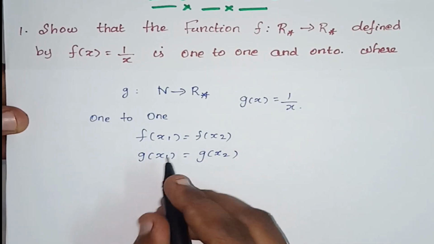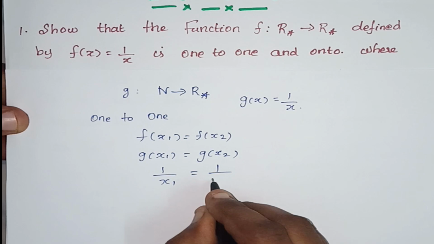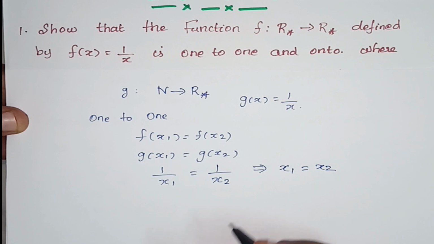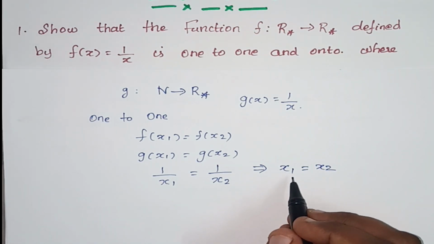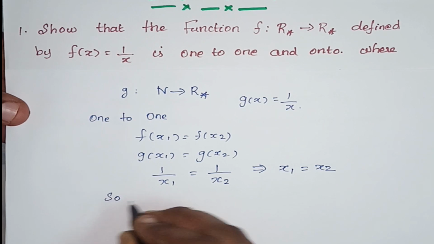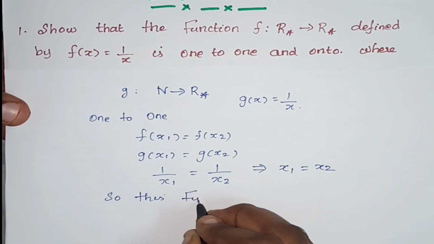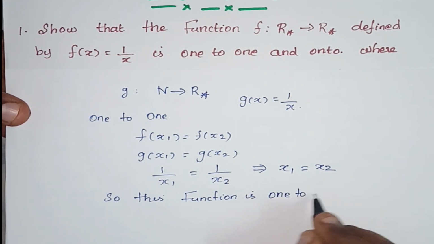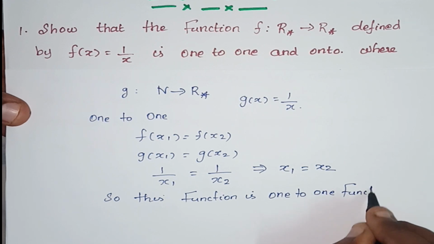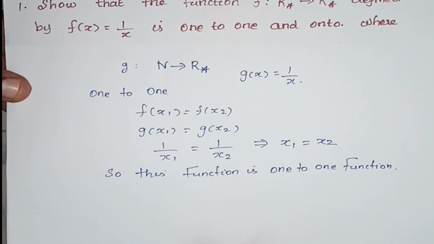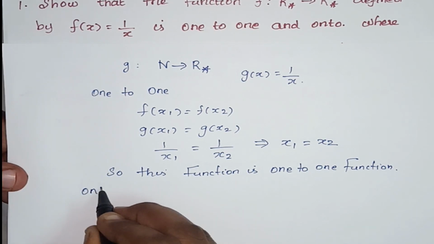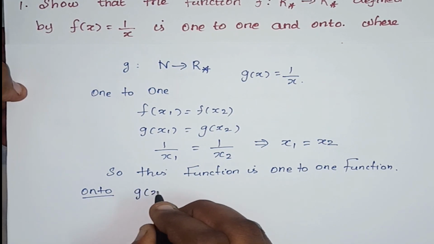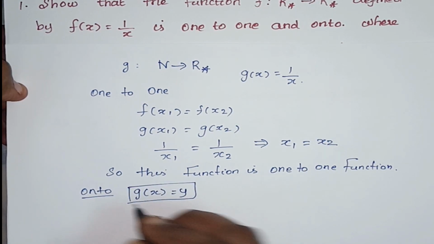So what is g of x1? 1 by x1, equal to 1 by x2. This implies x1 is equal to x2. So for every single input there is a unique output. So this function is a one-to-one function, right? Next we need to check the onto. So what is meant by onto? That is the relation g of x is equal to y. We need to prove this, right?